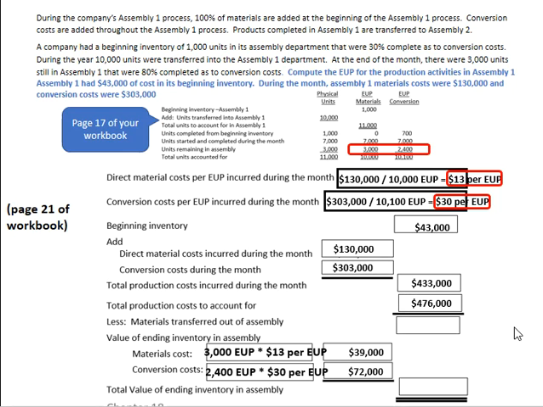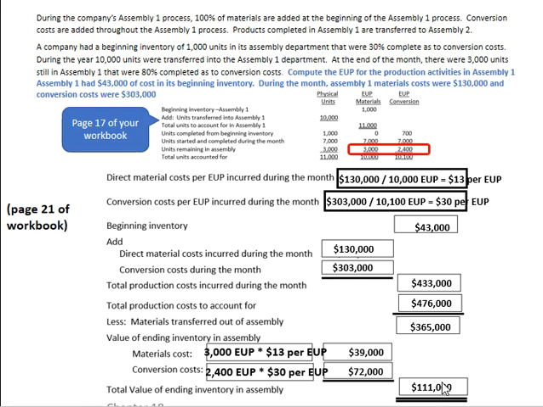So when we add these two up, the total value of my ending inventory in assembly based upon my EUP calculations is $111,000. So I have my beginning inventory plus my inputs of $476,000, minus my outputs, which I have to solve for, equals my ending inventory. When I do the simple algebra, it comes out to $365,000. So $43,000 plus $476,000 minus $365,000 equals $111,000.